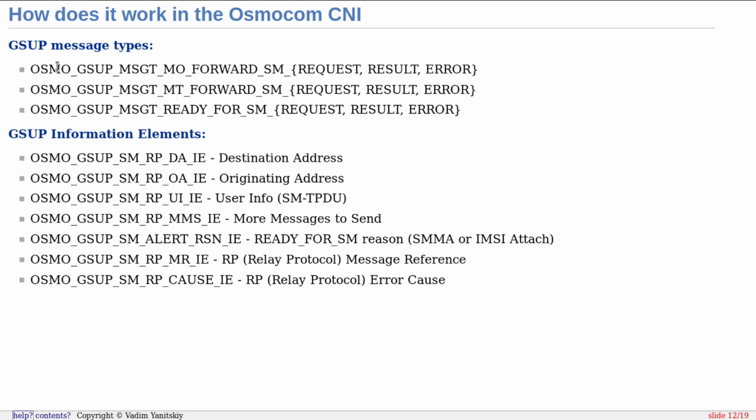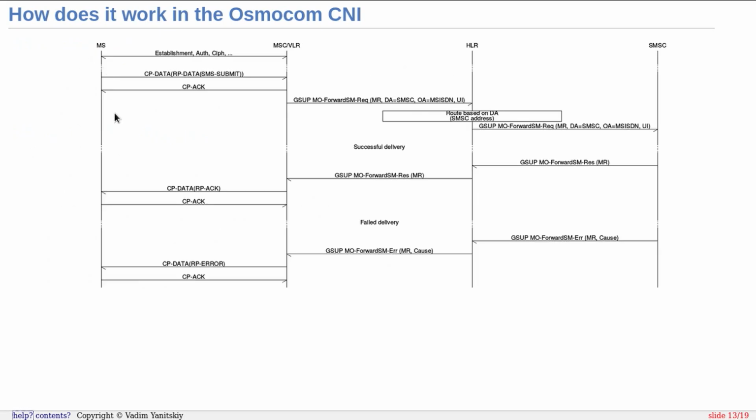But since we don't have TCAP, we somehow need to distinguish between transmissions of SMS, because we're still using a single TCP connection. So we basically expose the RP message reference, which is used to properly acknowledge some RP data or indicate some error. And we also expose the cause information element, because we don't implement any kind of mapping between generic cause and RP specific cause.